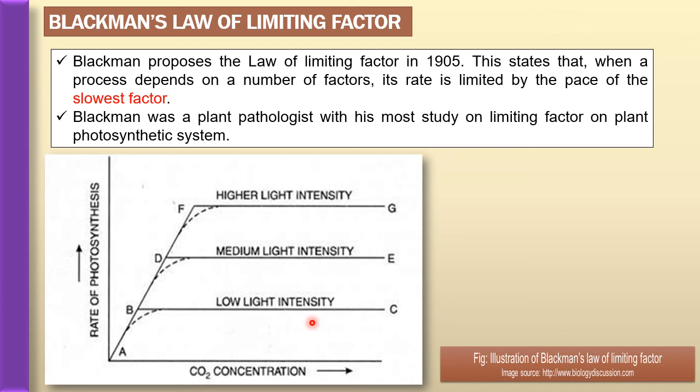Now, the rate of photosynthesis will increase further along the line B and D only if the intensity of light also increases from low to medium. At the point D, the medium light intensity again becomes a limiting factor and the rate of photosynthesis will again become constant along the line D and E. In the same way, at still higher light intensity, an increase in carbon dioxide will bring about an increase in photosynthesis rate along the line D and F.